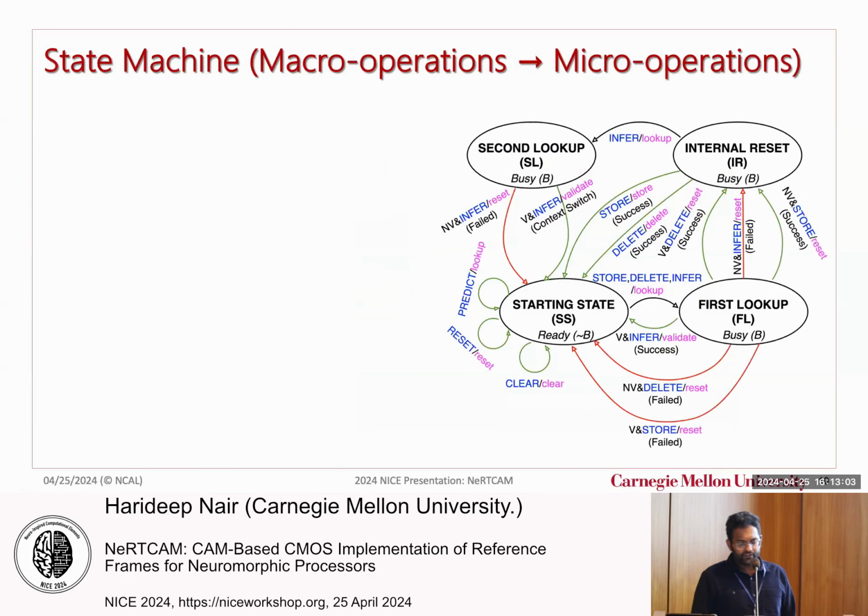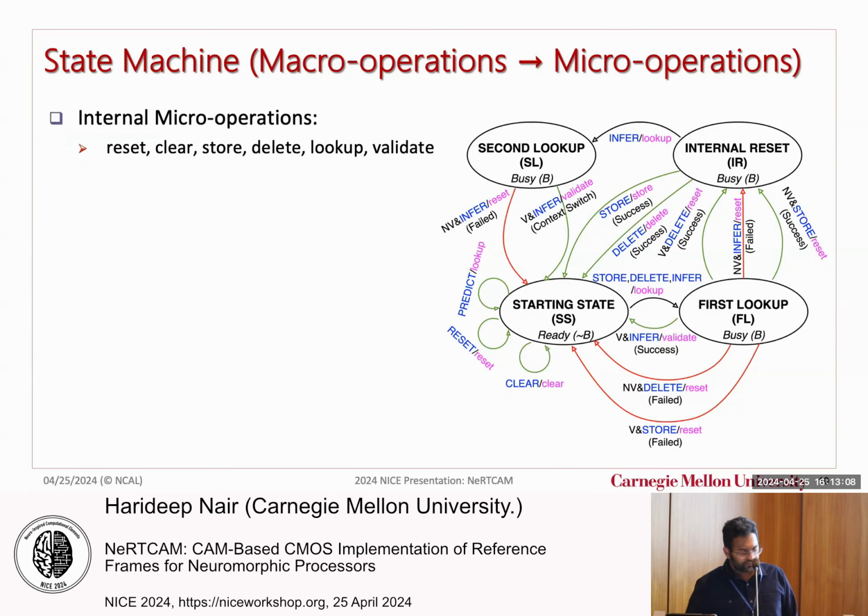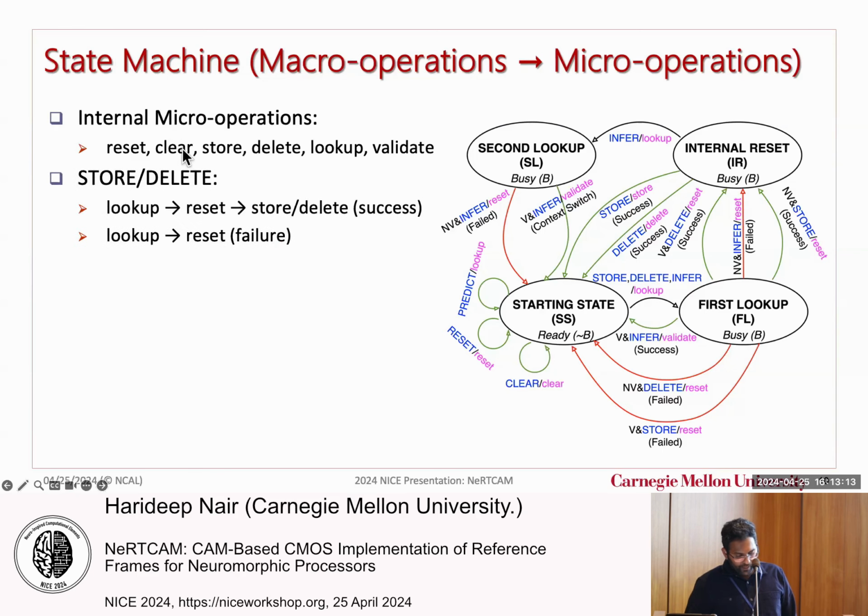Now, the state machine that we use to convert the macro operations into micro ops consists of 6 internal micro ops. So there are a few that correspond to the macro ops, but the way we generate these micro ops, for example, for store or delete, is that the first thing you do is a lookup, which can be a fuzzy lookup. And then you perform a reset because during store or delete, you don't want to tamper with the valid bits of the classes. It's useful when you're performing predict or infer. And then on a success, you perform the operation. On a failure, you just stop with the reset.